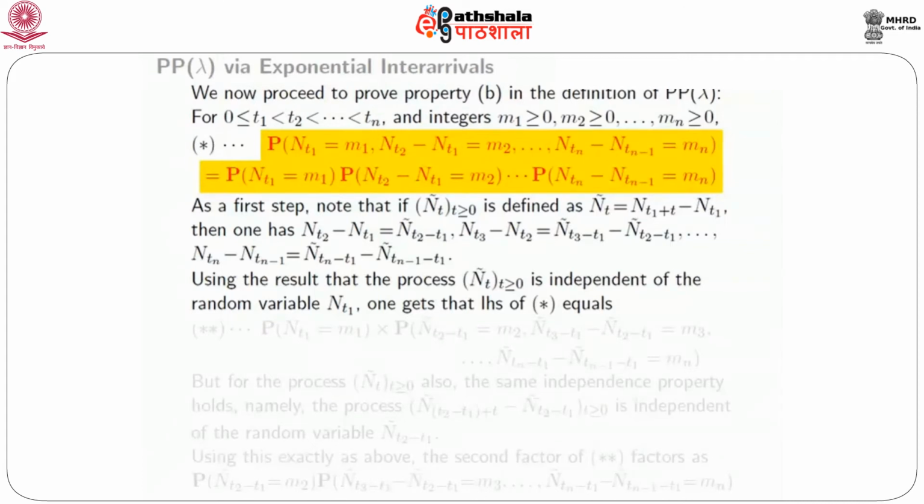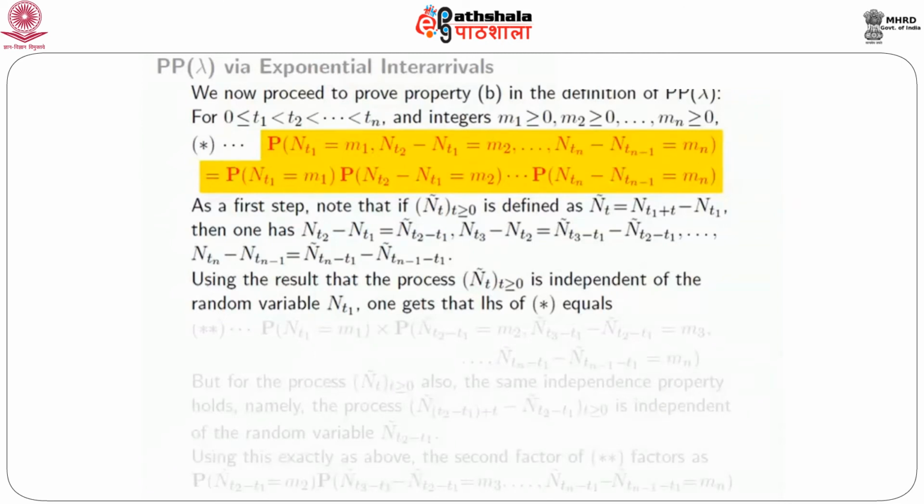N(t3) minus N(t2) is nothing but the increment of the Ñ process, Ñ(t3 − t1) minus Ñ(t2 − t1), etc., etc. Now use the result that the process Ñ(t) is independent of the random variable N(t1), as we have already proved. One obtains that the left hand side of star equals this. That is, the factor N(t1) equal to m1 probability comes out as a separate factor.